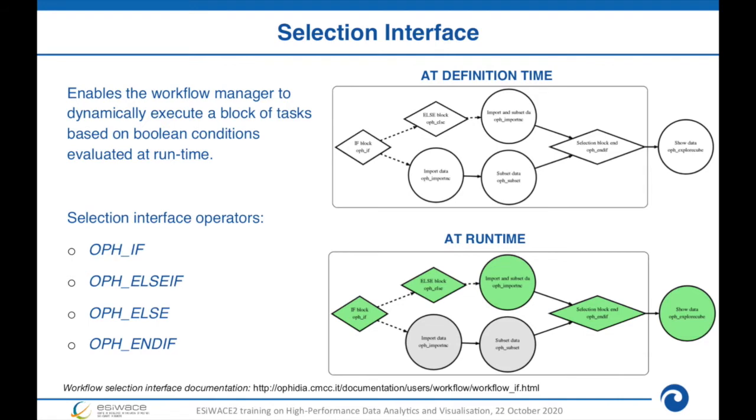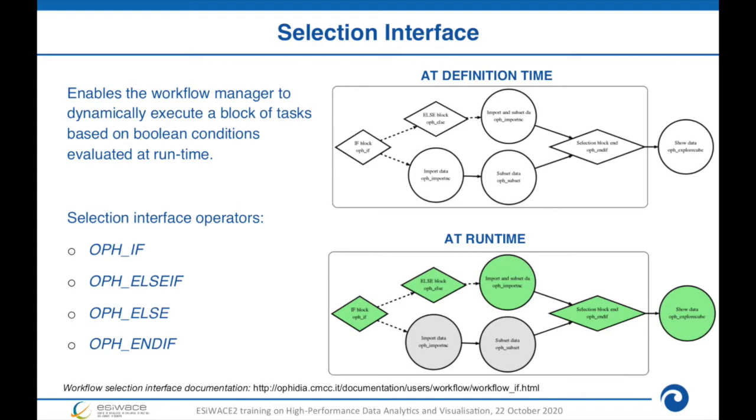As we can see in the figures, we can define multiple branches that will be evaluated at runtime, so that only one of these will be executed. This can be done through the OPH if, OPH else, OPH else if, and if abstraction, whose meaning is quite straightforward. Again, this can also be nested in order to have more structured paths inside the workflow.